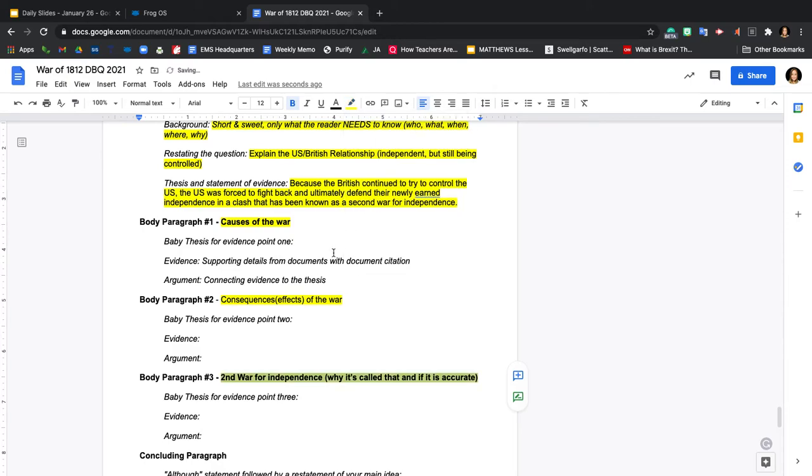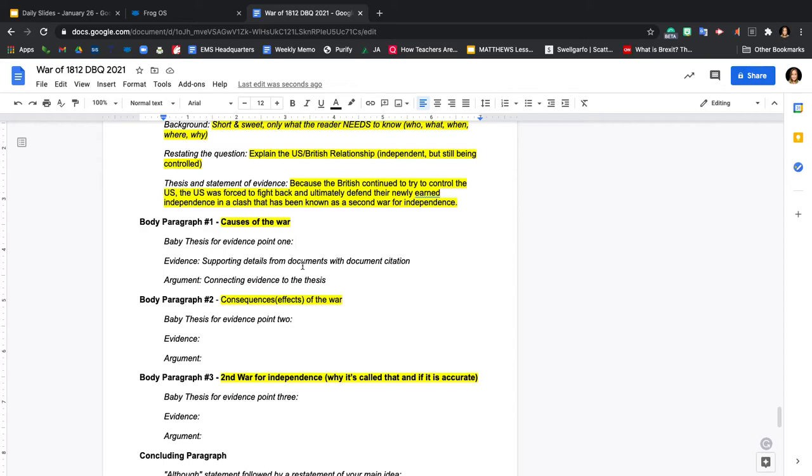So in each body paragraph, I'm not going to go through and explain what to put in every single one. I'm going to take one of these body paragraphs and walk you through it. So let's go over causes of the war, since it's first. So the first thing you need is a baby thesis. So that's like your introductory statement to this paragraph, where you're going to name or categorize the causes of the war.